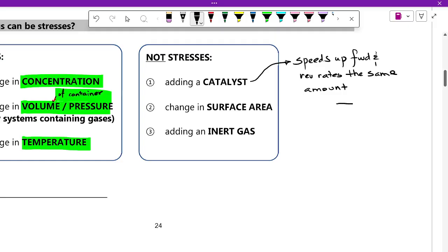So we might go from this, which is our original equilibrium, to this. Stop making it one line. Thank you, Microsoft. It just goes straight there. It's still the same equilibrium. It's just going back and forth faster.